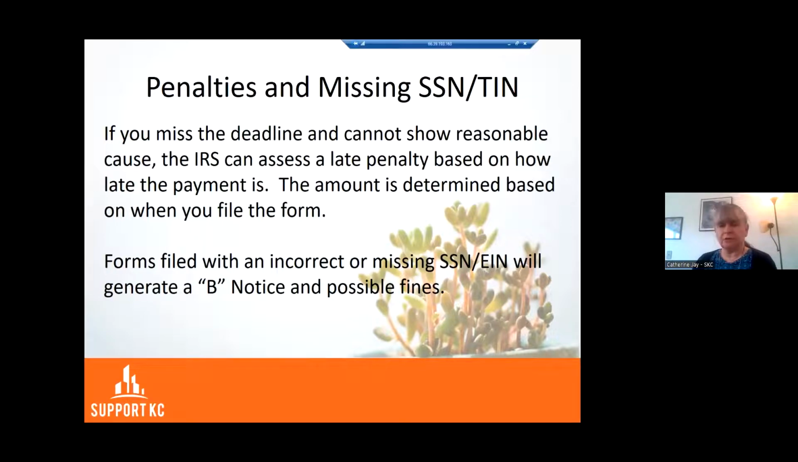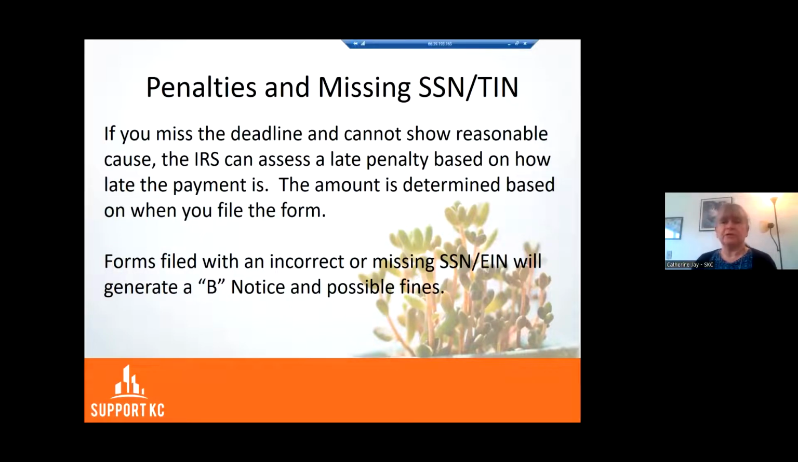Right now, the penalties are $50 per form if you file within 30 days of the deadline. If you file after 30 days, but before August 1st, that penalty per form is $110. And if you file after August 1st, the penalty is $290 per form. We have not seen any IRS late penalty notices for our clients, but that does not mean that the IRS won't start issuing those. They are allowed to issue those penalties.